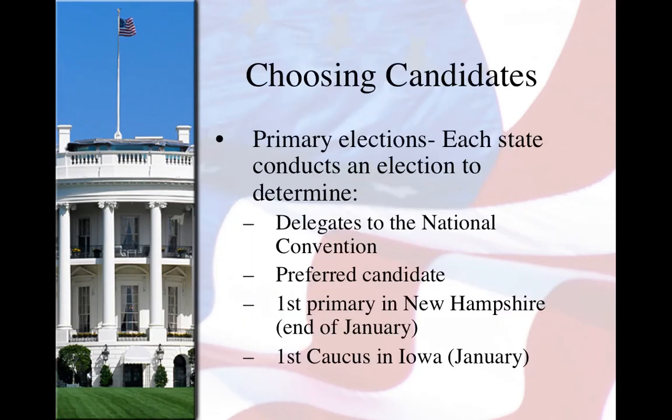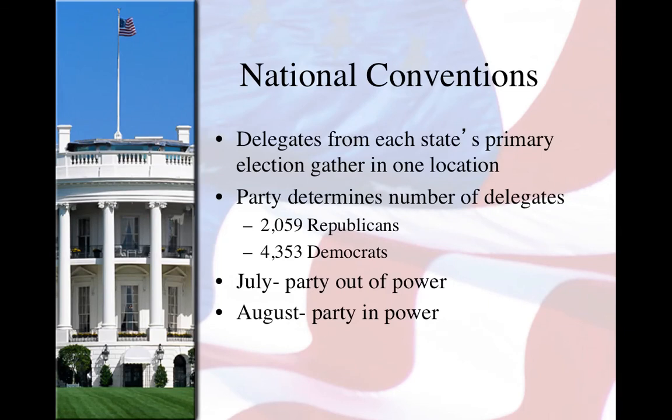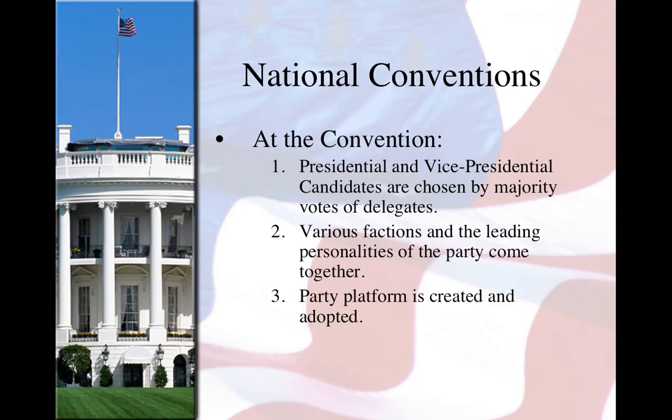How do we choose candidates? Through primary elections, where each state conducts an election to determine the delegates to the National Convention and who the preferred candidate is. The first primary is held in New Hampshire, and the first caucus is held in Iowa. National conventions are where each state's primary winners gather in one location, and they determine the number of delegates. Republicans have 2,059, Democrats have 4,353. At the convention, the president and vice president candidates are chosen by majority.